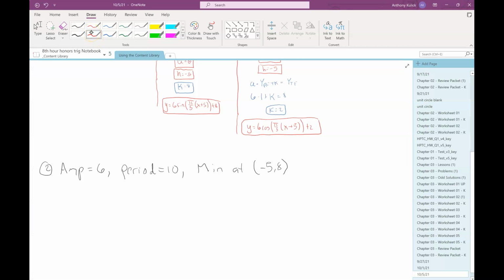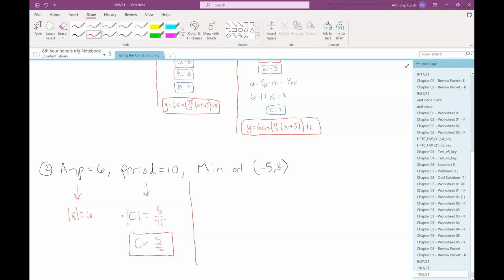So let's say that we have basically the same problem, but this time we're told that negative 5, 8 needs to be a minimum. So the A and the C are still the same as before. Everybody's okay with that? Okay. Here, would it be easier to use sine or cosine? What do you think? Well, cosine is going to be the easier one to use.